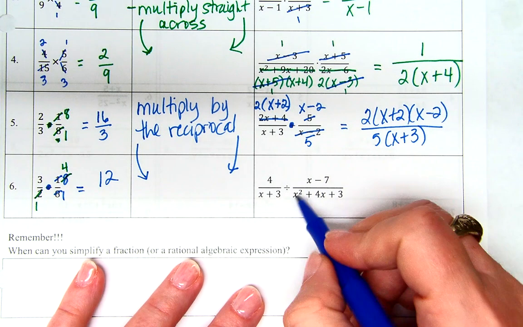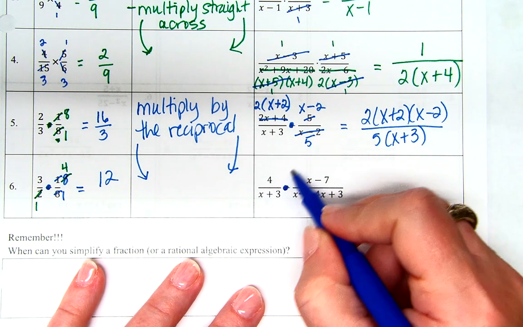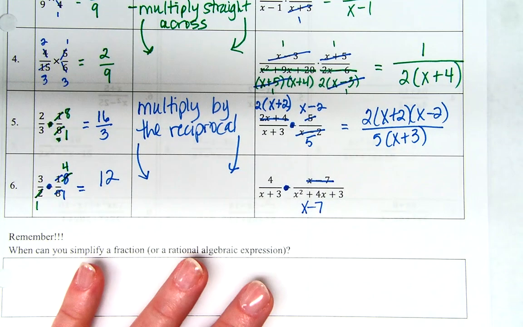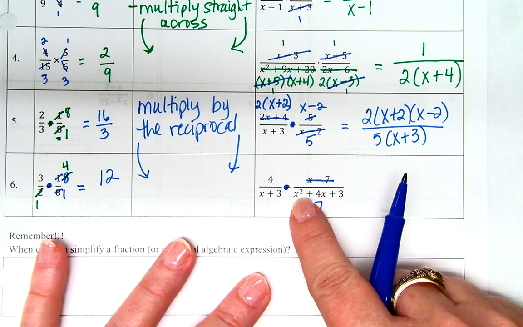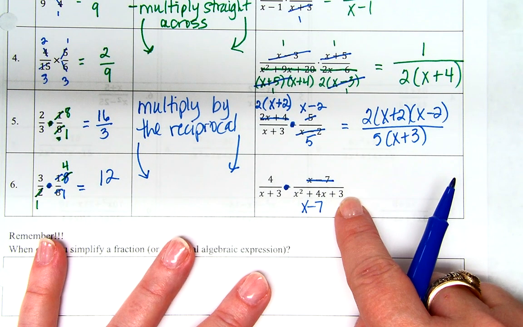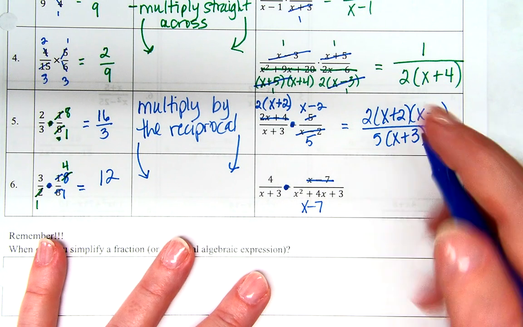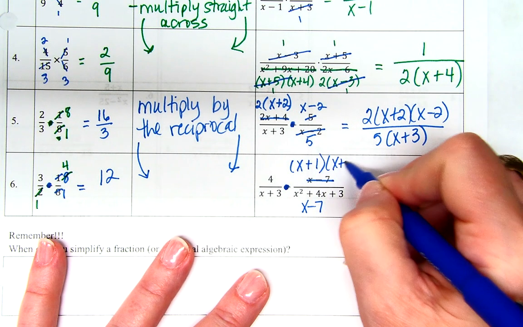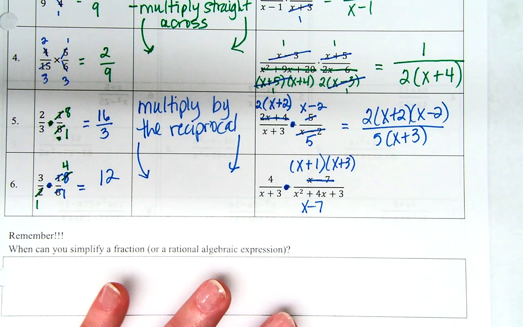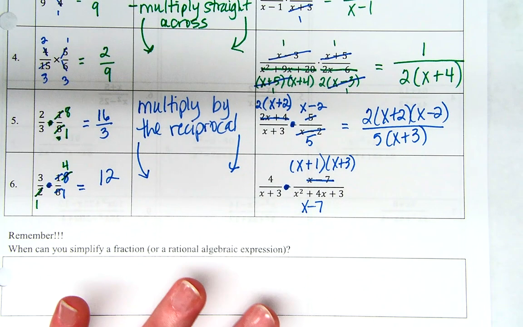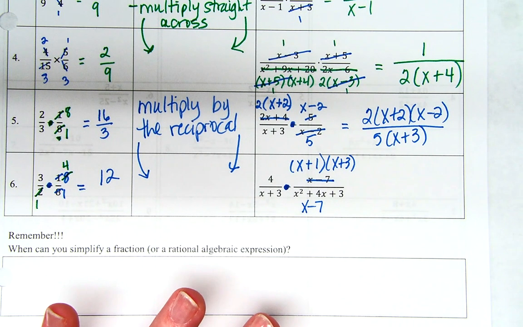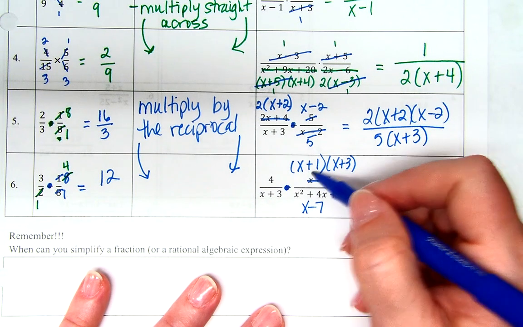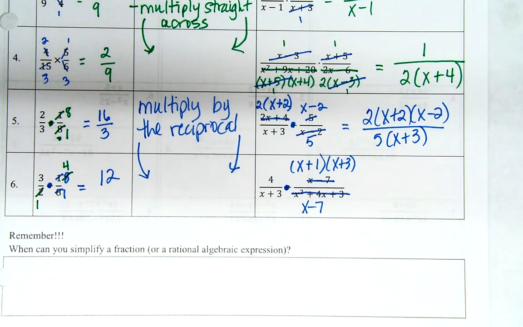I can factor, but I remember I'm going to multiply by the reciprocal. So I'm going to write the x minus 7 down here. And instead of crossing out x squared plus 4x plus 3 and writing x squared plus 4x plus 3, how about if I write x plus 1 and x plus 3 up here? Why would I do that? It saved me a step, didn't it? I factored it and then wrote the factors instead of writing the actual problem.